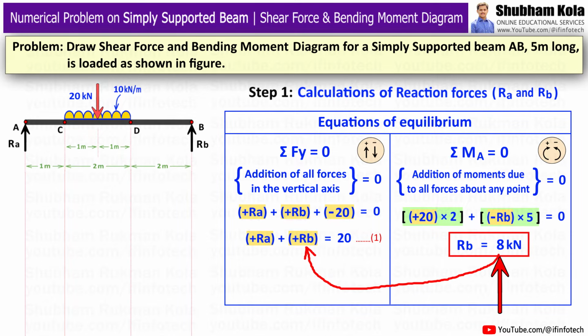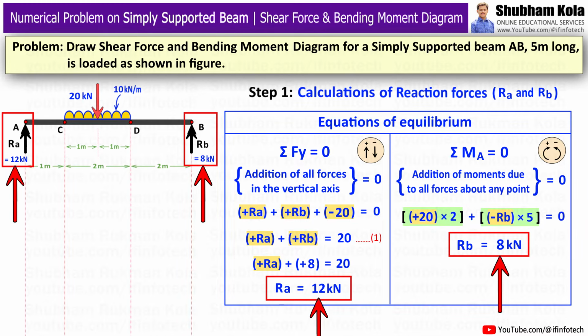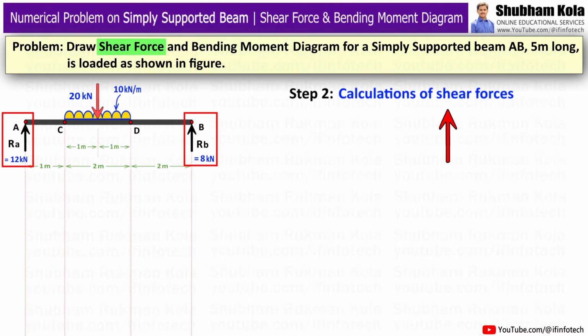Now I will put this value of RB in equation number 1. And after calculating, we will get the value of reaction force RA as 12 kN. So now with the help of these calculated values of RA and RB, I will further calculate the values of shear forces at all the points of beam.